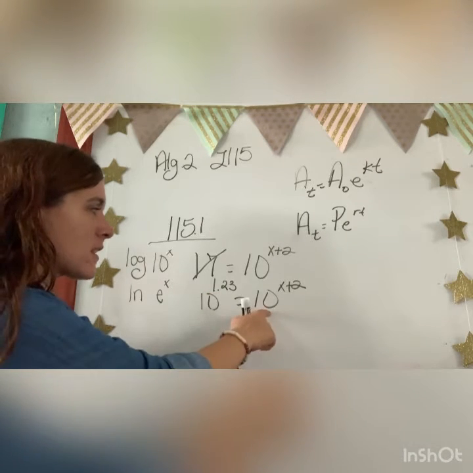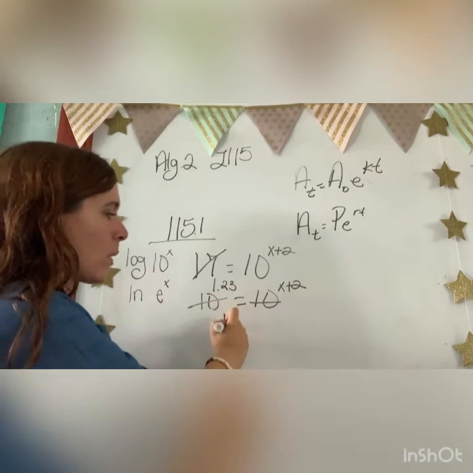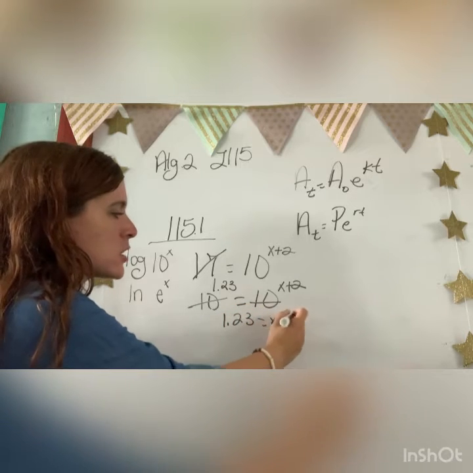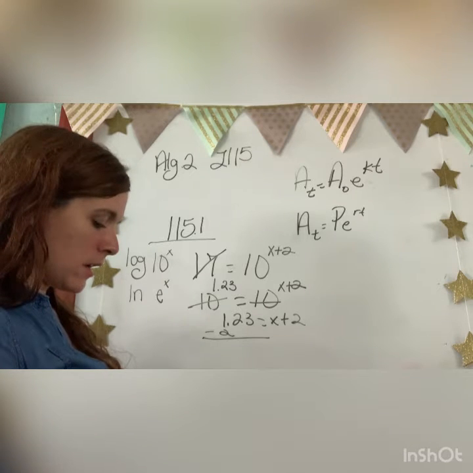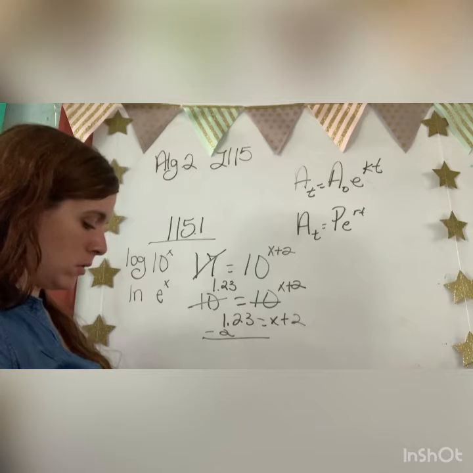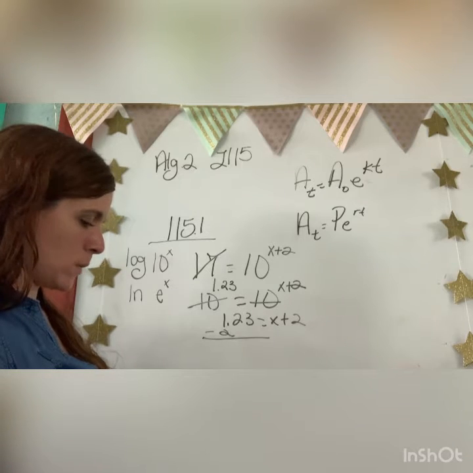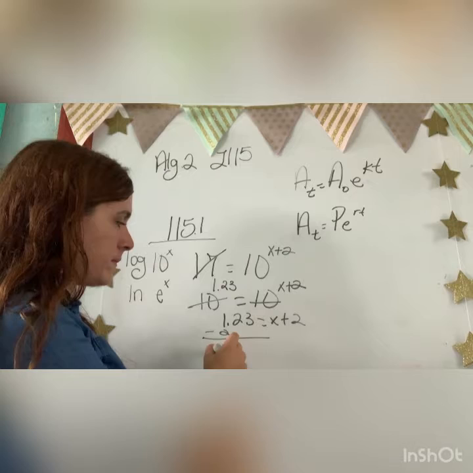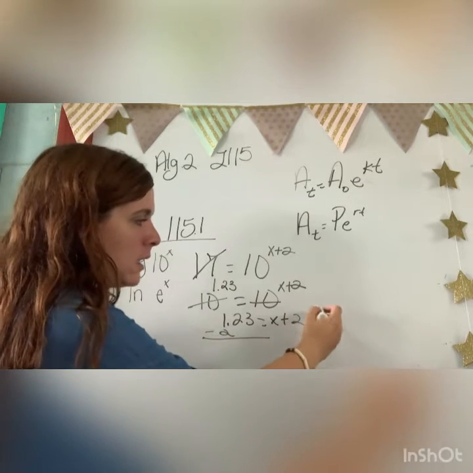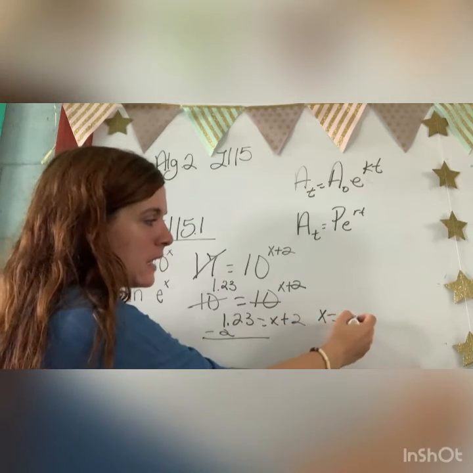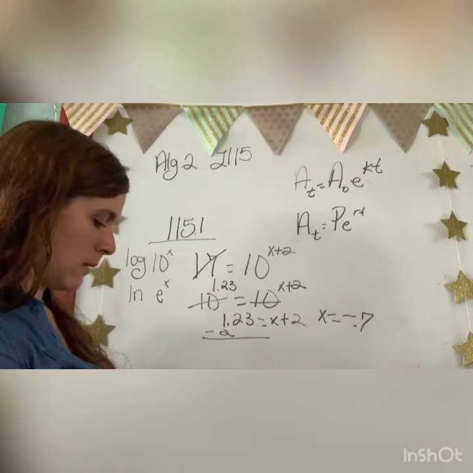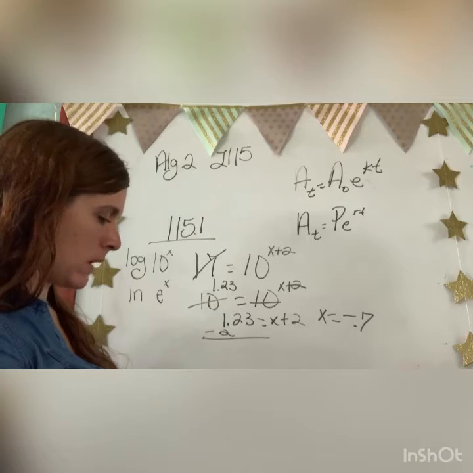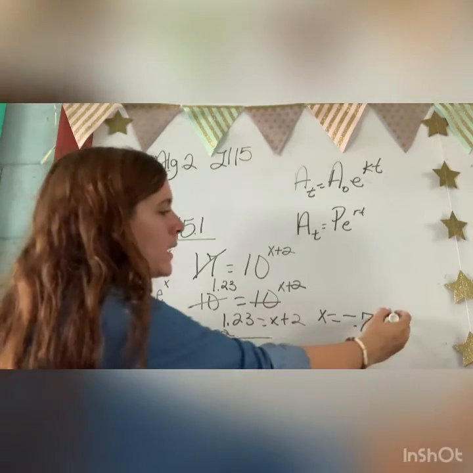So look, these bases are the same, so we don't even care about those. It's 1.23 equals x plus 2. So we minus our 2 over there, and you're just going to get 1.23 minus 2, negative 0.77. X equals negative 0.77.